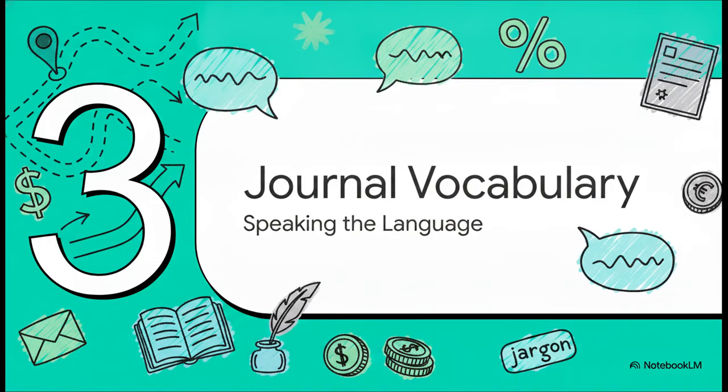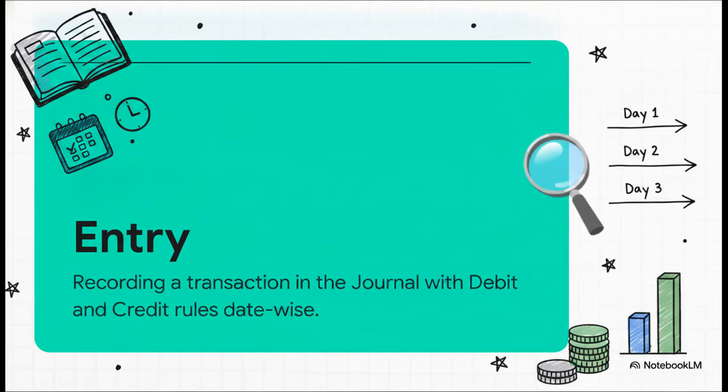All right, Section 3, the vocabulary of entries. Let's learn how to speak the actual language of the journal. You'll hear this all the time. Make a journal entry. It just means applying our debit and credit rules to record a single business transaction into the journal book. And here is a vital, non-negotiable detail. This is done strictly in chronological order. The journal is literally a date-wise diary of the business's financial life.